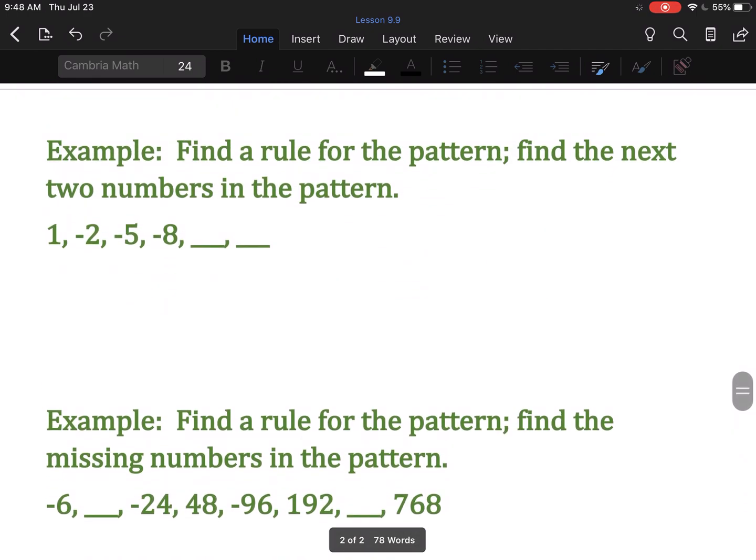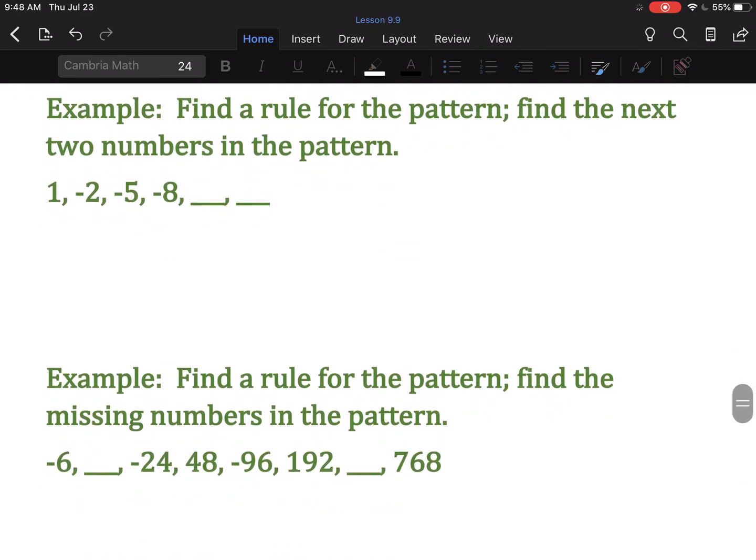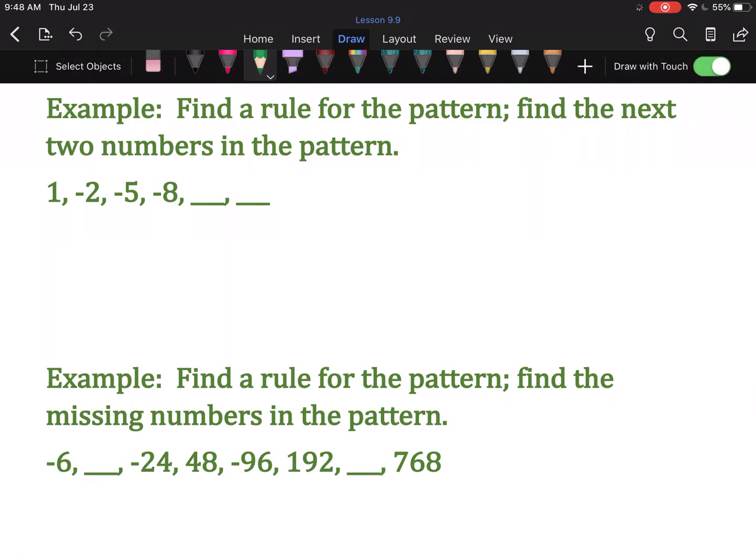And last, we're going to find a rule for the pattern, and then find the next two numbers in the pattern. So when we say find a rule, I'm saying, how does 1 become negative 2? Well, it could be multiplication by negative 2. That would do it. But negative 2 times negative 2 is not negative 5. Negative 2 times negative 2 is positive 4. So that can't be the rule.